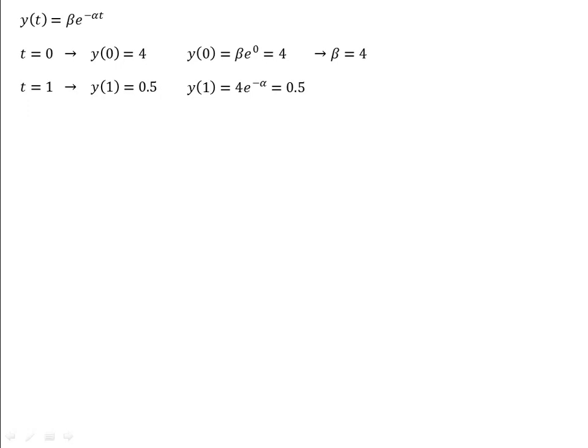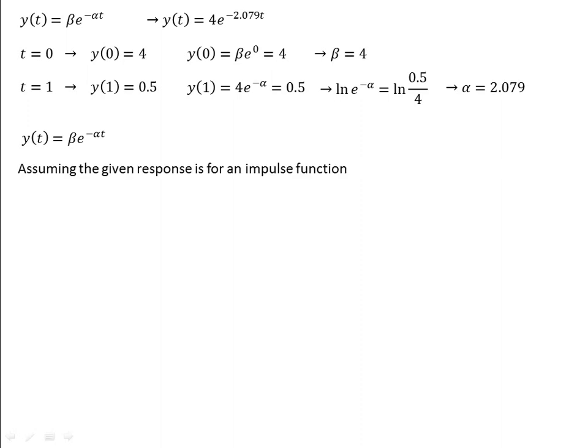In order to find alpha here, we need to take the ln of both sides. So ln of e to the power minus alpha will be equal to ln of 0.5 over 4. If we solve this one, we find alpha equal to 2.079. So the final format of the response is y(t) equal to 4e to the power minus 2.079t. Since y(t) is in this format and we have found beta and alpha, assuming this response is given for an impulse function, the transfer function H of s will be beta over s plus alpha.